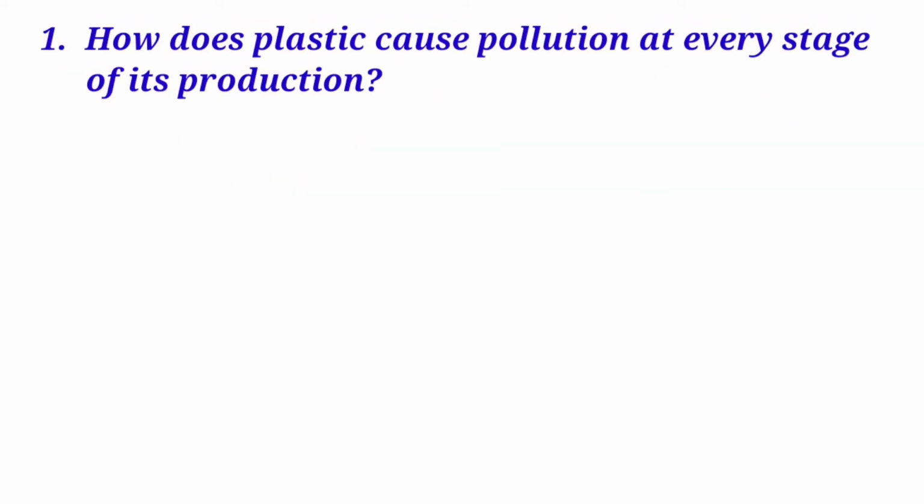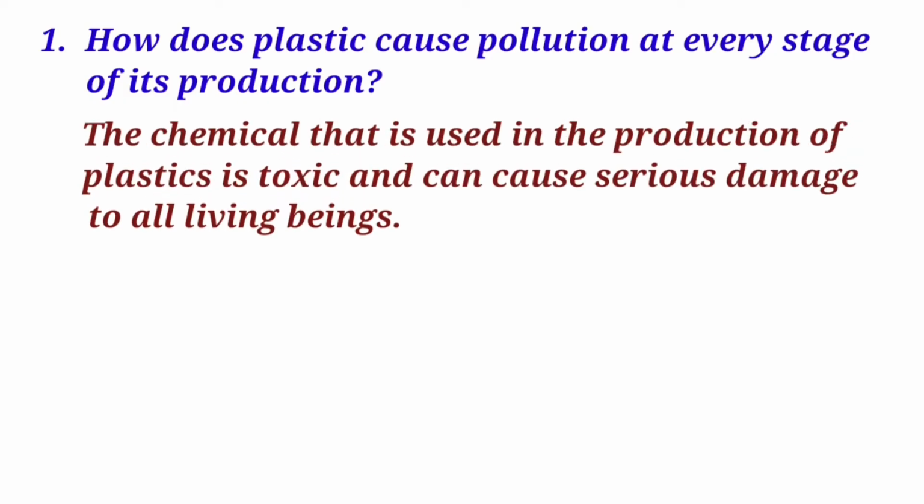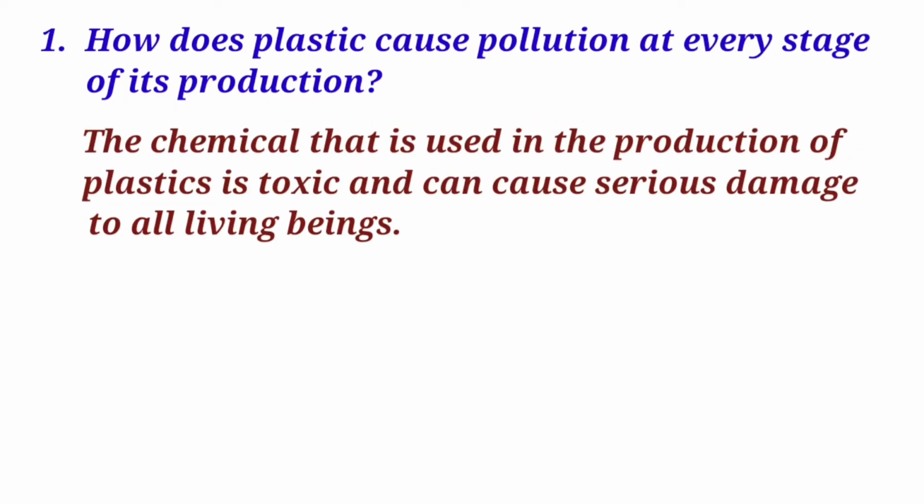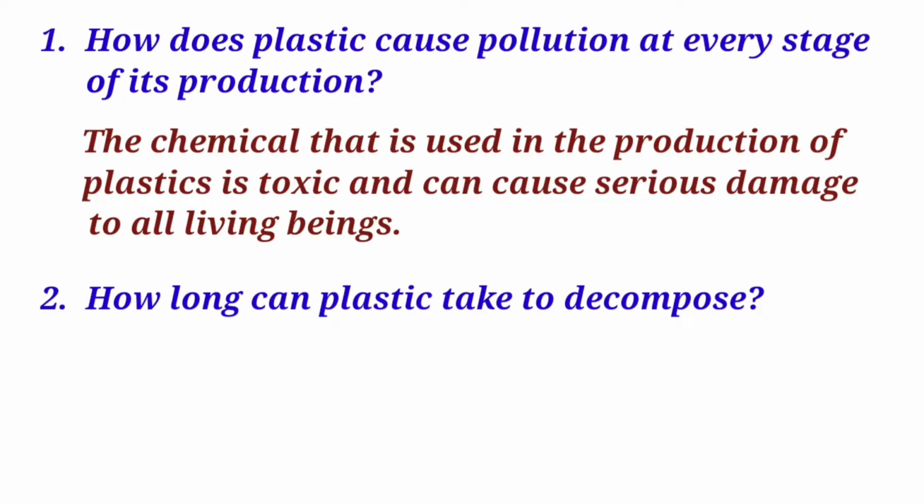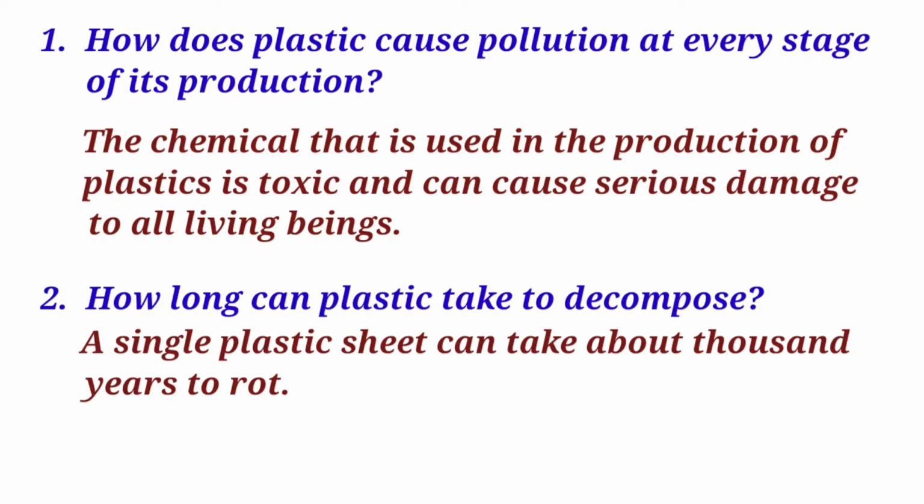How does plastic cause pollution at every stage of its production? The chemical that is used in the production of plastic is toxic and can cause serious damage to all living beings. How long can plastic take to decompose? A single plastic sheet can take about 1,000 years to rot.